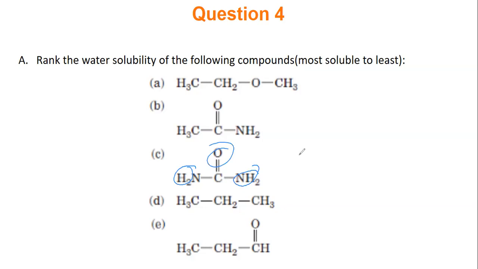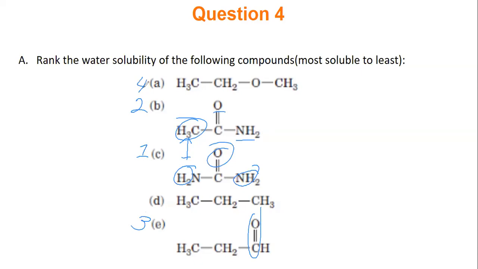The next most soluble is B, because the only difference between B and C, so C is number one, B is number two, is that you replace a nitrogen with a carbon. Again, CH3 can't hydrogen bond, so you're losing one hydrogen bond group, but you still have two others. All right, the next is E, so that's number three. That's because you have the C double bond O group. C double bond O is great for hydrogen bonding.